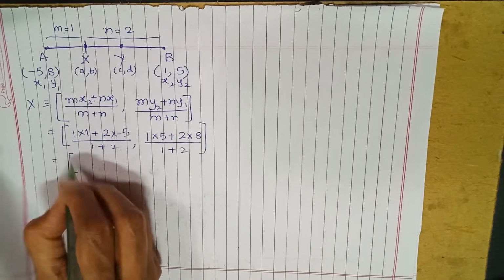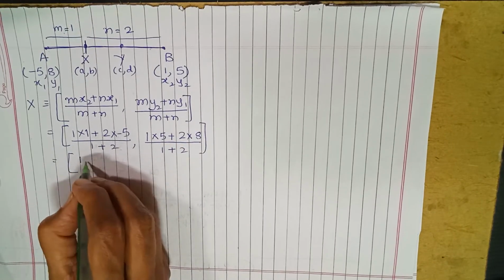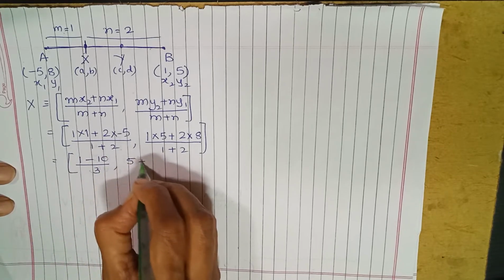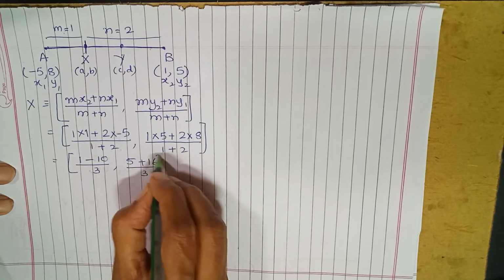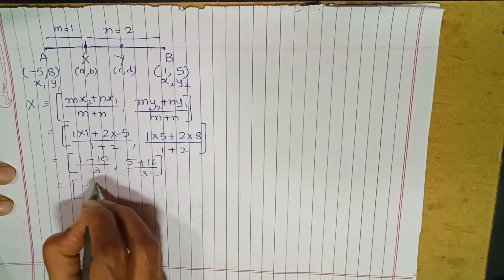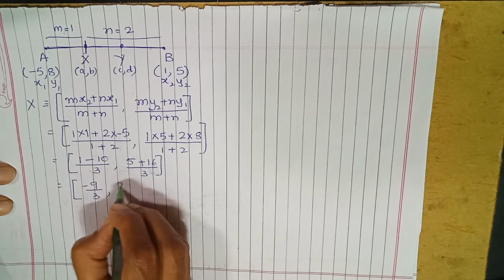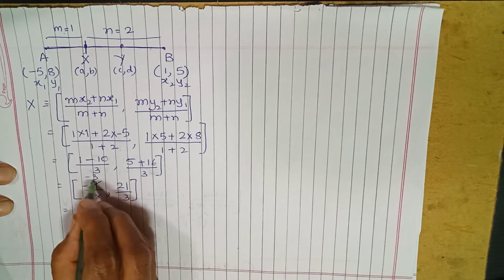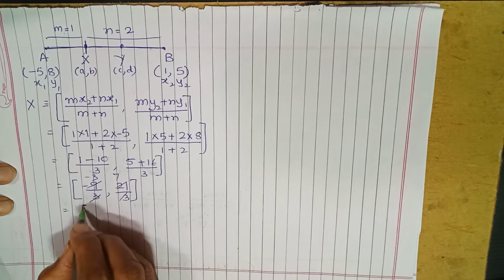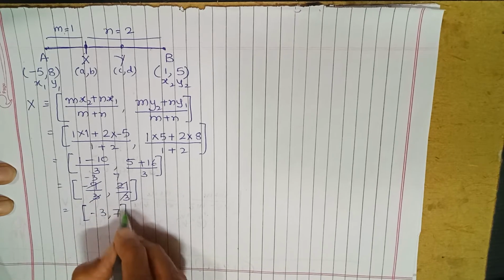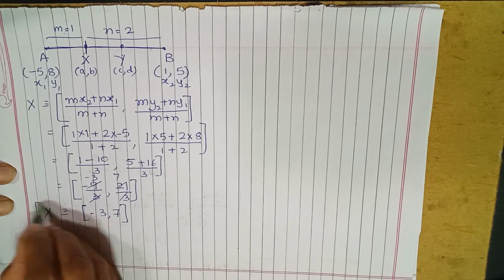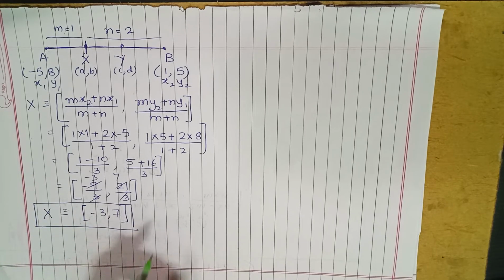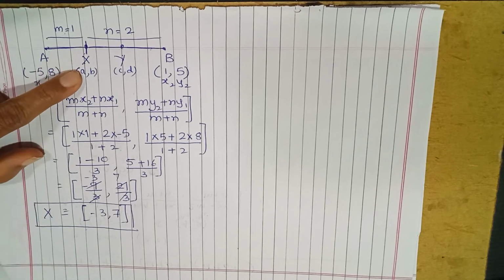Now when you open the bracket, 1 into 1 is 1, 2 into -5 is -10, 1 + 2 is 3, 5 + 16 upon 3. 1 - 10 is -9 upon 3 and 21 upon 3. So on cancelling, what we get is -3 and 7. So we got the coordinates of X as (-3, 7). So the first part of the question, that is the first point, is over.